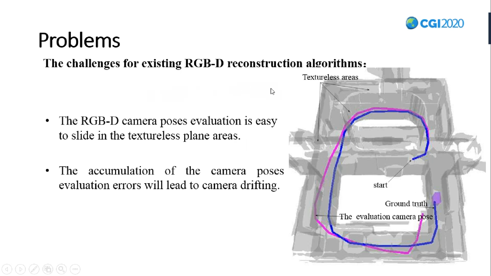The first one: the camera pose estimation is easy to slide in textureless plane areas, which leads to camera pose estimation error. The second one: the accumulation of the camera pose estimation error will lead to camera drifting, as shown in the figure. In the indoor environment, there are a large number of textureless planar areas. When the camera skims these areas, it is easy to introduce camera pose estimation error. After a period of time, the error accumulation will cause the estimated camera pose to deviate from the real camera pose more and more.